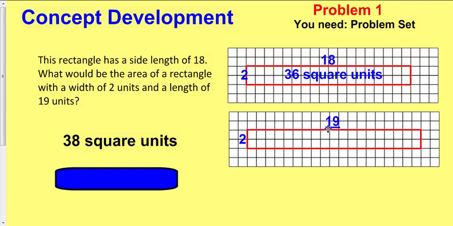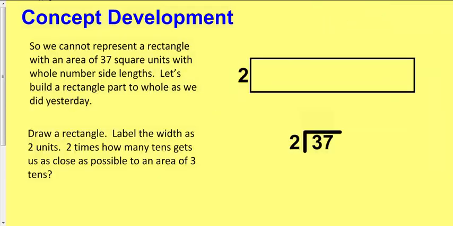So how would I show a rectangle that has an area of 37 square units? It wouldn't be a length of 18 and it wouldn't be a length of 19. And the reason is because there would actually be a remainder, and that's what we're going to talk about today. So I do want you to draw this in your math journal. Go ahead and draw a rectangle and label the width of it 2. And I also want you to find room to do 37 divided by 2, because we're also going to use long division, or the standard algorithm, along with this.